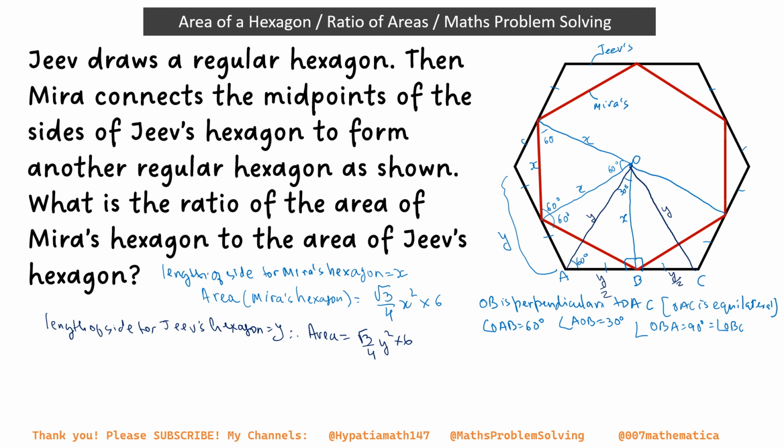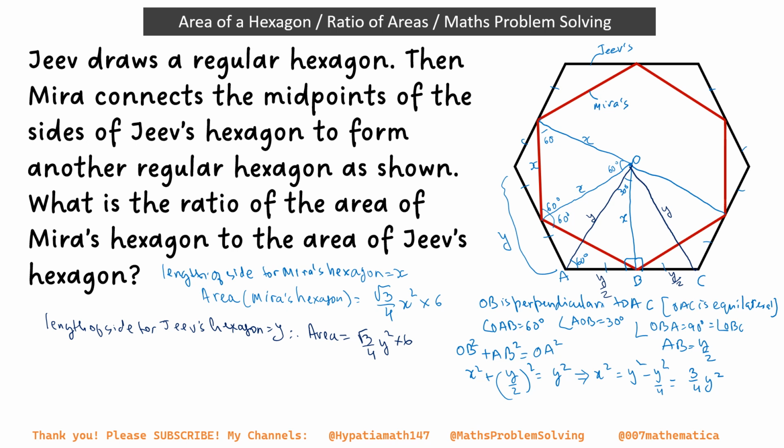So applying Pythagoras theorem, OB square plus AB square is equal to OA square. So x square plus AB, where AB is y out of 2, so plus y out of 2 whole square is OA square, which is y square. That would imply x square is y square minus y square out of 4, that is 3 out of 4 y square. So we know what x square is.